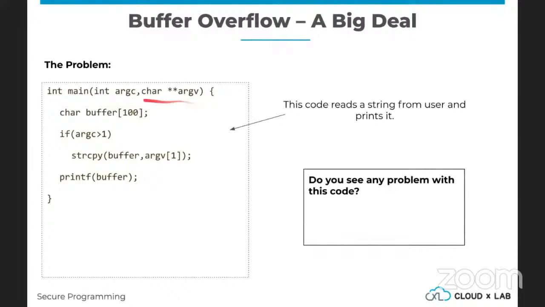So here is a C code, which is basically defining a buffer of 100 characters, copying the data from the argument into the buffer, and then printing the buffer. Do you see any problems with that? Yes?